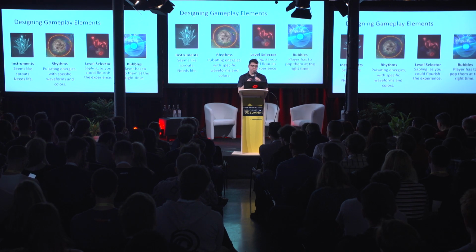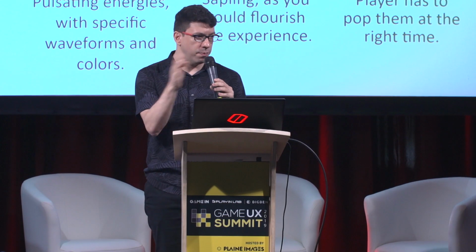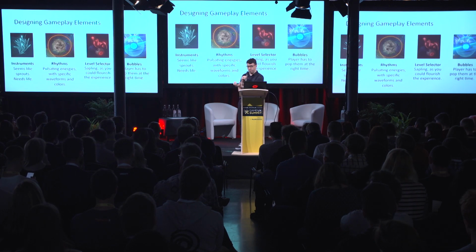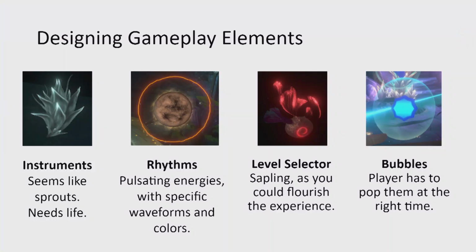So we had three rhythms. One was very spiky, the other one had very smooth curves, and visually we can distinguish them from each other. And for the level selector, we designed the concept of saplings. So you had the rounded shape in the bottom part and the leaves and corals in the top part. And it's inviting to touch too. And the players needed to put it in a place to the left side that would flourish the entire level.